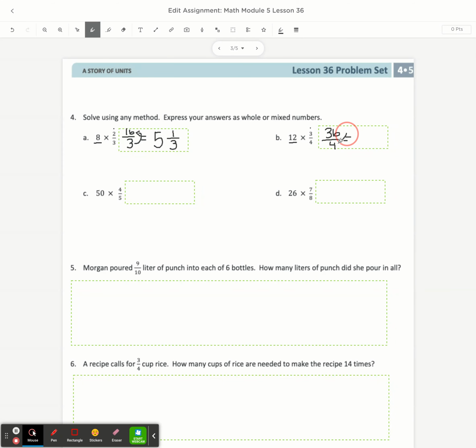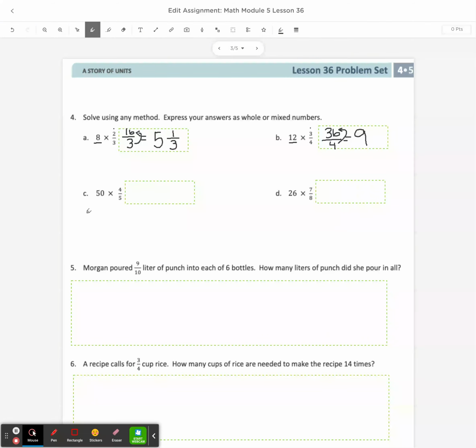So I'm going to see how many times 4 goes into 36. So 4, 8, 12, 16, 20, 24, 28, 32, 36. This time I landed perfectly at 36, and I skip counted 9 times. That means that since we landed perfectly at 36, there is no fraction part here, so it's just a whole number because 4 goes into 36 evenly.